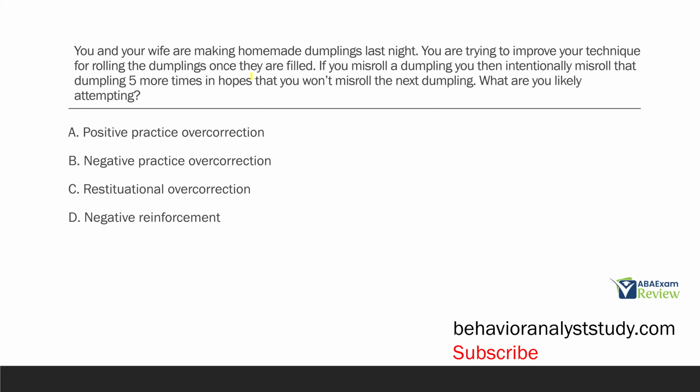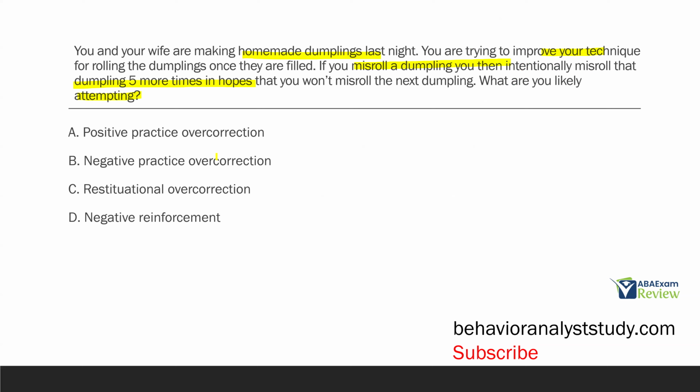All right, so what are we attempting here? Pretty straightforward overcorrection question. We are making dumplings. You want to improve your technique. If you mess up, then you intentionally mess up 5 more times. What type of overcorrection requires you to mess up on purpose?